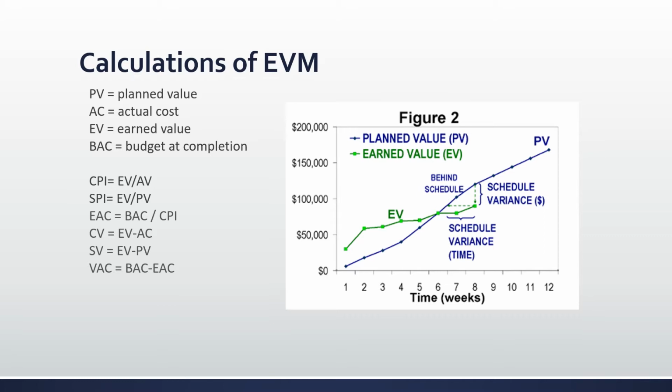So as you can see here, PV is planned value. That's the budgeted amount through the current reporting period. AC is actual cost. That's the actual cost to date. EV is earned value, and that's the total project budget multiplied by the percent of the project that's complete.